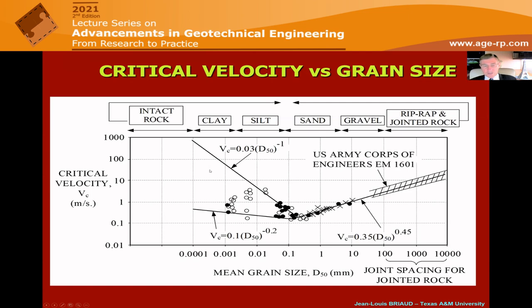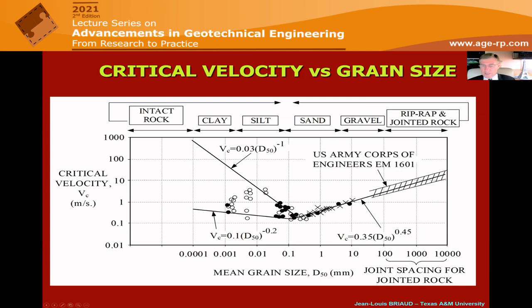On the right-hand side, you're looking at sand, gravel, riprap, particles of soil that behave because of their weight, of gravity forces. And you can see that in this case, the critical velocity is proportional to the grain size. And because it's log-log, we have a regression line here that gives you an estimate of this critical velocity as a function of D50.